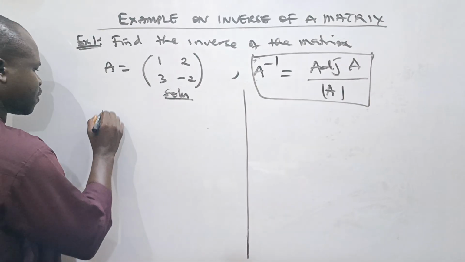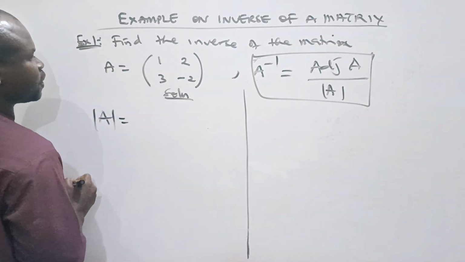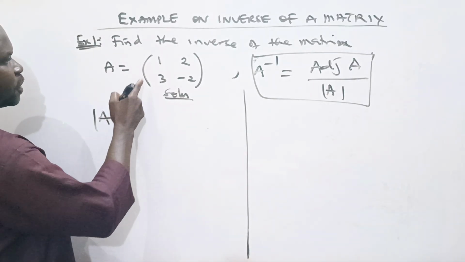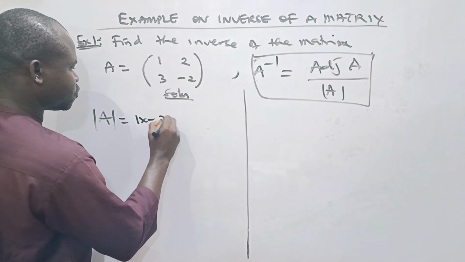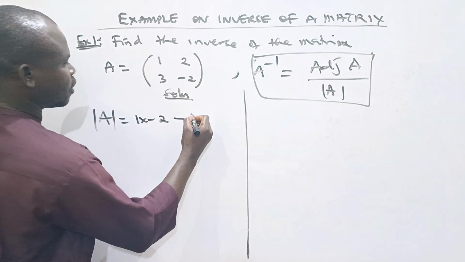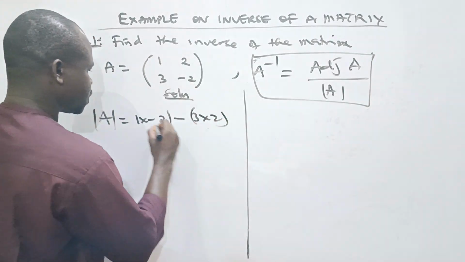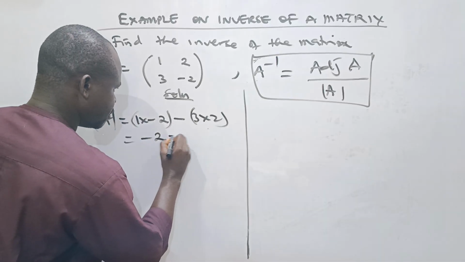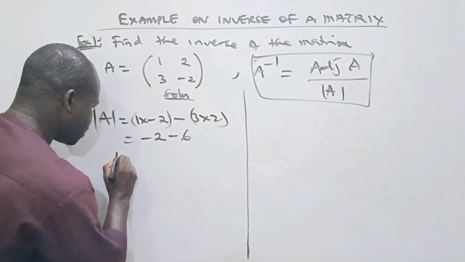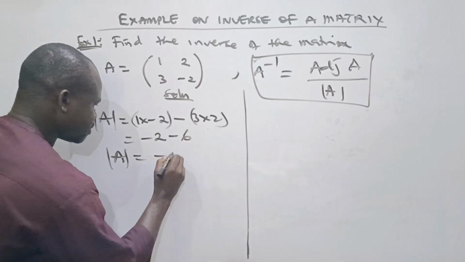Let's see, the determinant of A. Of course, we know how to find the determinant of A. We multiply the leading diagonal, that's 1 times minus 2, minus the other diagonal, 3 times 2. This is what we do. So 1 times minus 2 is minus 2. Then minus 3 times 2 is 6. So the determinant of A is given as minus 8.